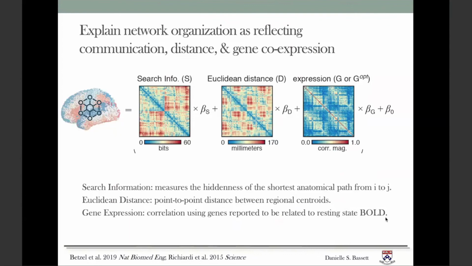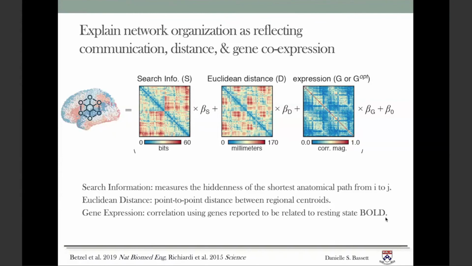Okay, so what are each of these? The simplest one is the Euclidean distance. So here we take the 400 regions from the Schaefer atlas and we estimate the distances, physical distances between them. So that's just from center of mass of one region to center of mass of the other region.